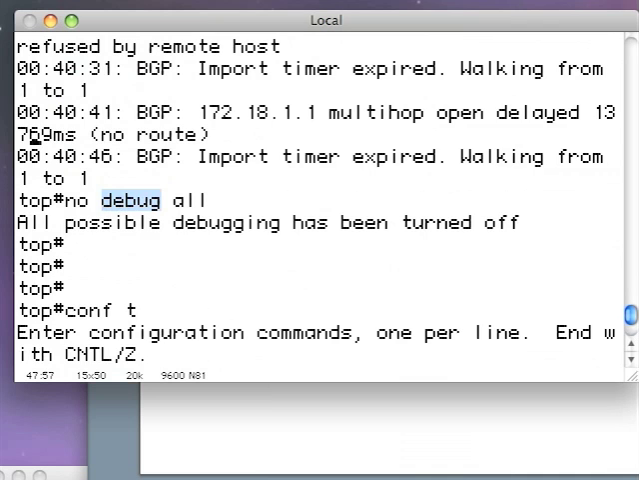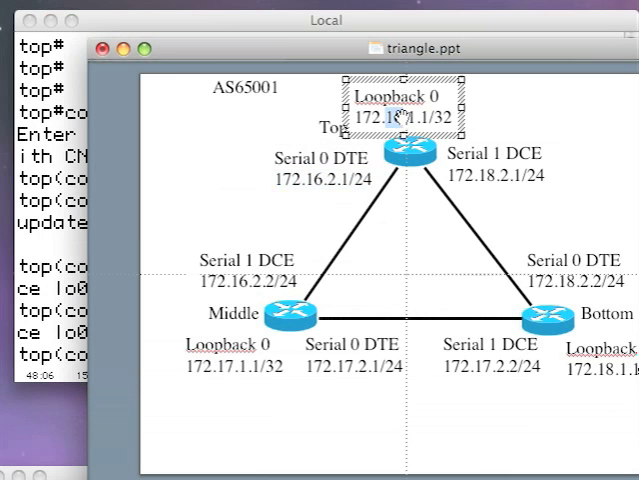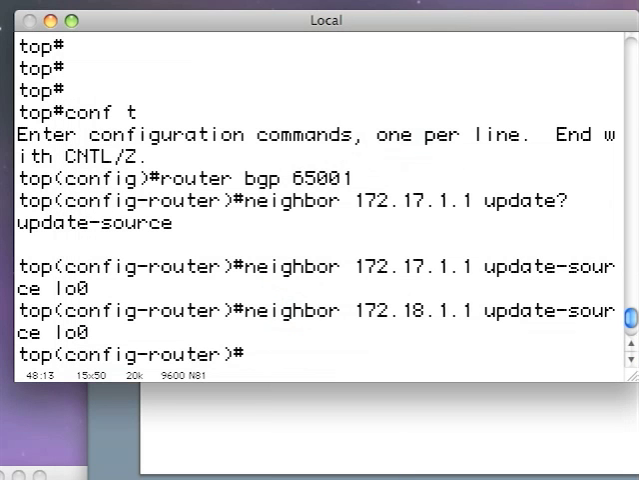So I turned off my debugging, and to fix it, I needed to specify that the source IP address for all my iBGP sessions would be the IP address of the loopback 0 interface. So I went into router BGP 65001, and for each of my neighbors, neighbor 172.17.1.1 update-source LO0, and neighbor 172.18.1.1 update-source LO0.